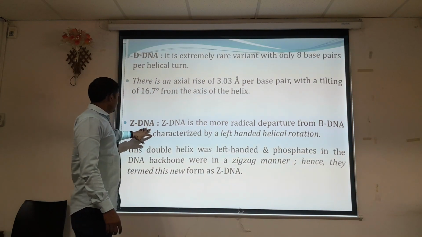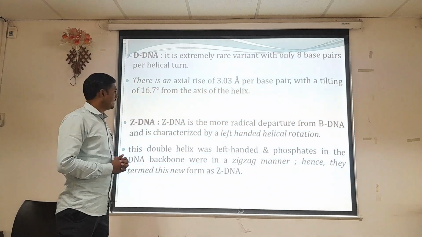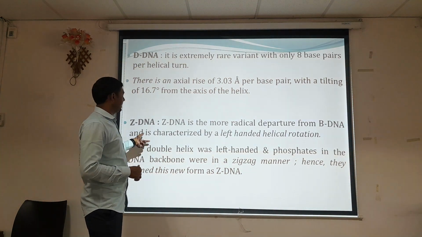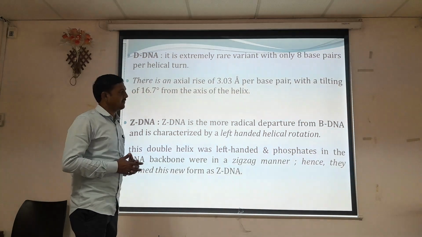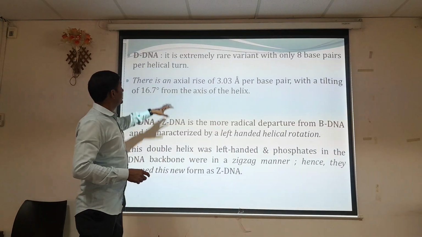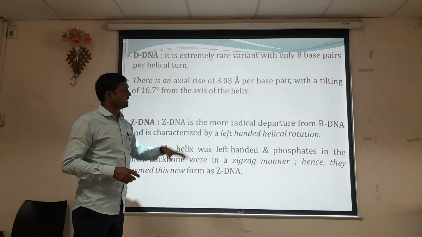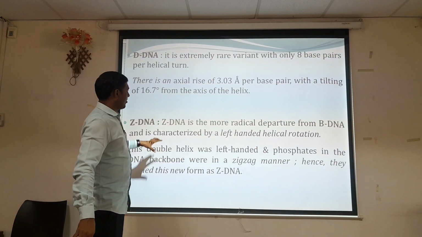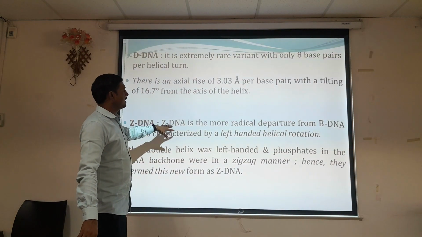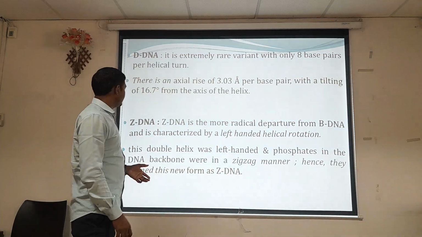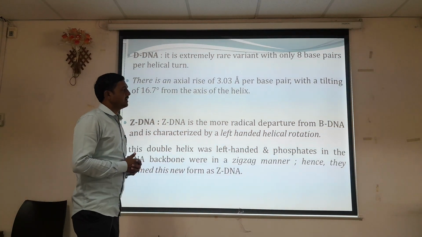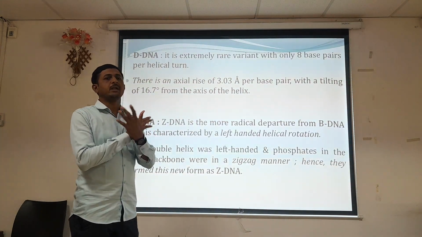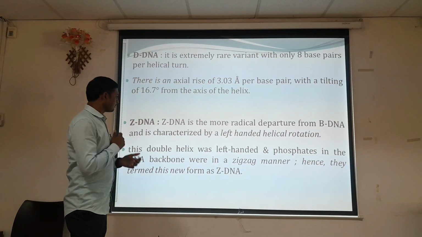Lastly, the Z form of DNA. Z-DNA is a more radical departure from B-DNA, and it is characterized by left-handed helical rotation. In the case of the D form of DNA, we discussed that it is a rare form of DNA, rarely found in the environment. So Z-DNA is a more radical departure from B-DNA, characterized by left-handed helical rotation. The strand shows a left-handed orientation of rotation.